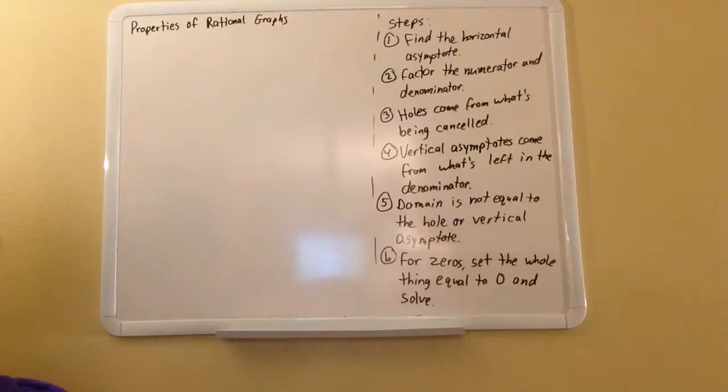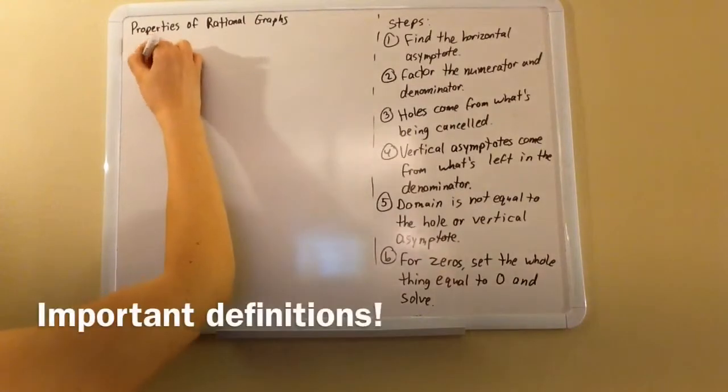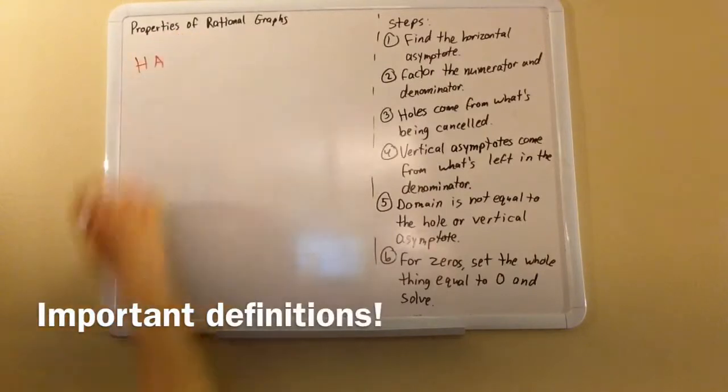Now, first off, I'm just going to give a definition of each of these things, and I'm going to talk about how I'm going to abbreviate them, because I'm probably not going to write all of them out completely. So for me, I'm going to write horizontal asymptote as HA. This is my horizontal asymptote.